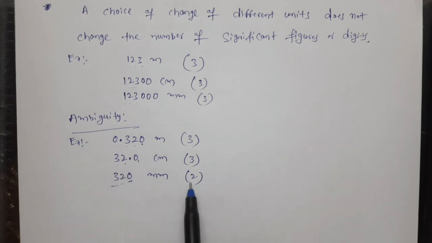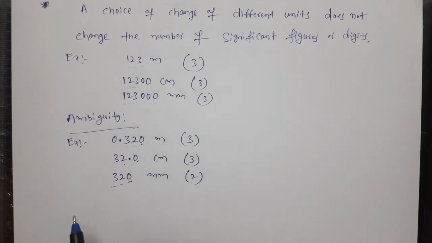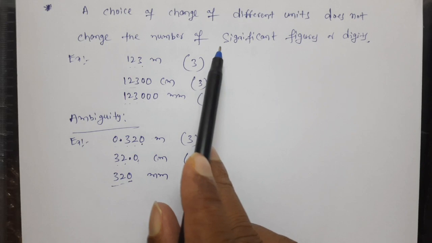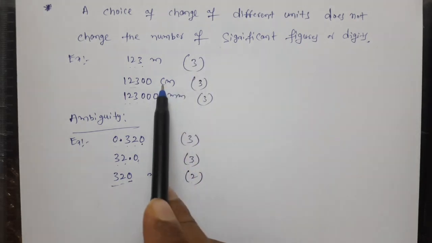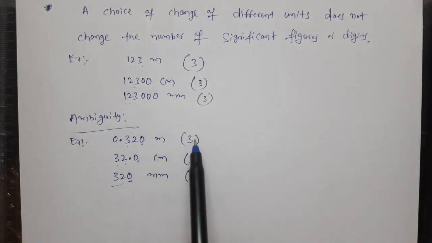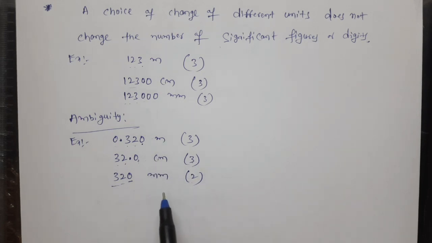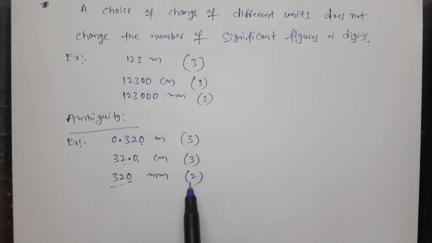So total how many significant figures do we have? 2. So here comes ambiguity, right? Ambiguity means, according to this rule, whenever we change the units, what should happen? The number of significant figures should be constant. But when we change the units, what's happening here? The number of significant figures is varying.